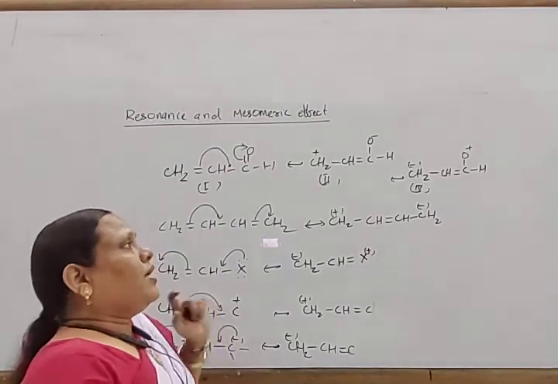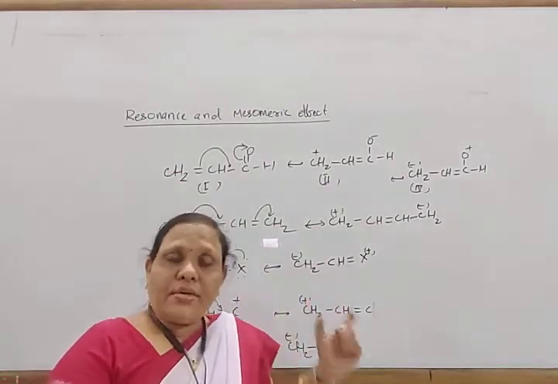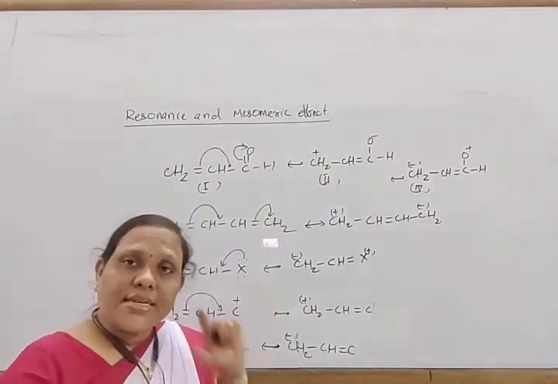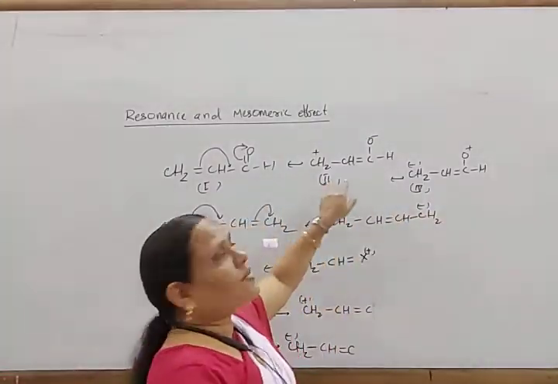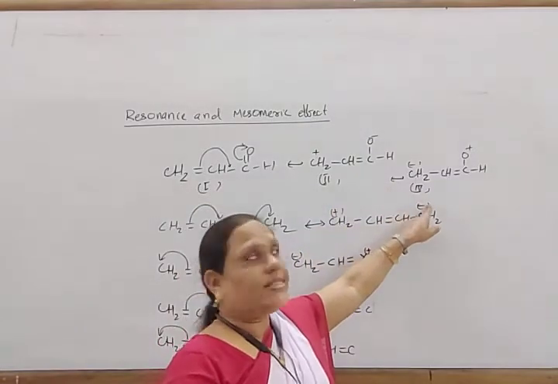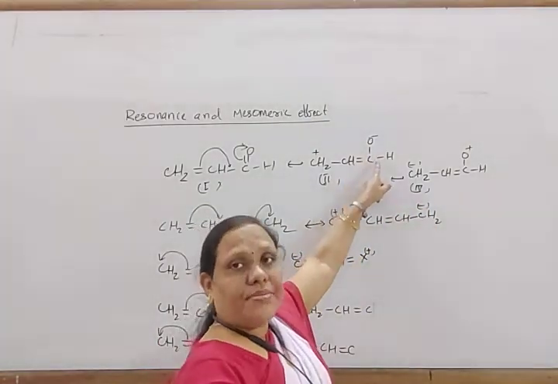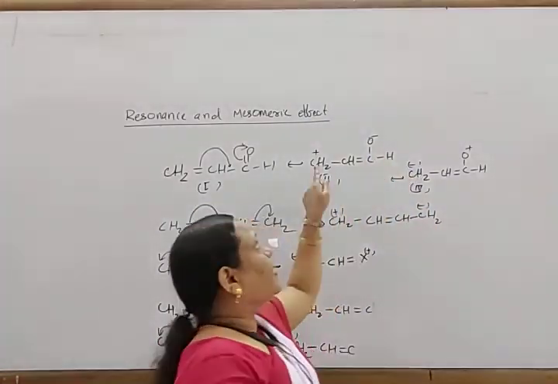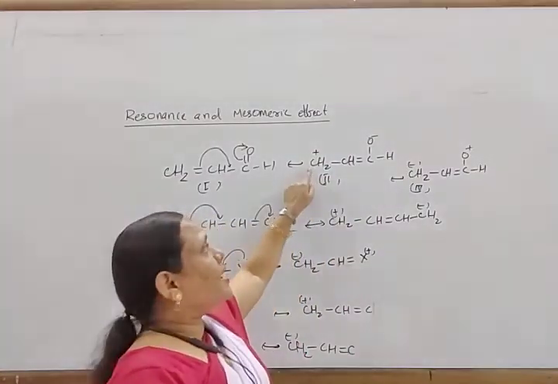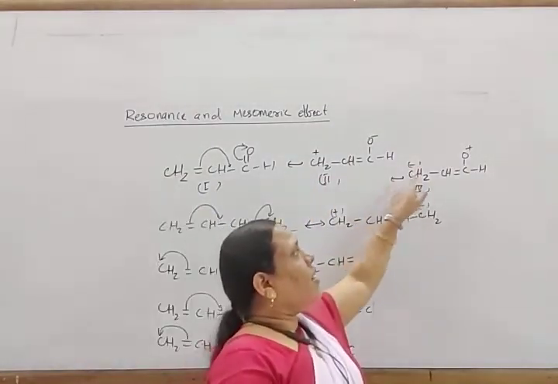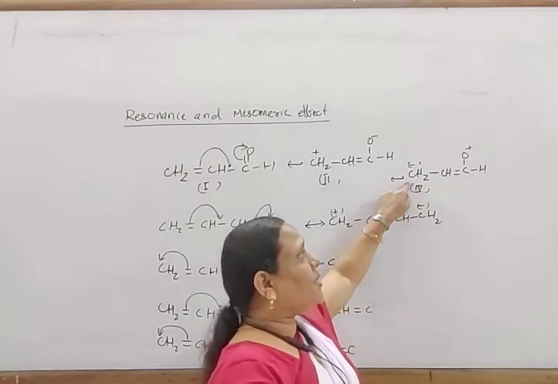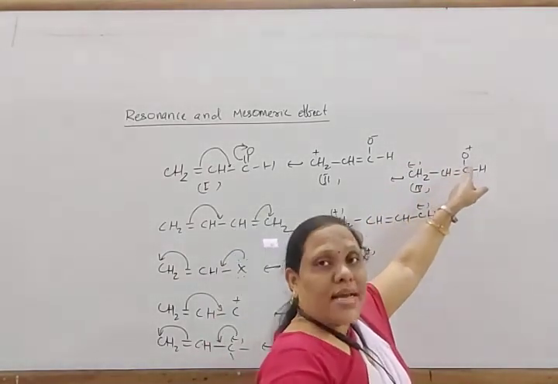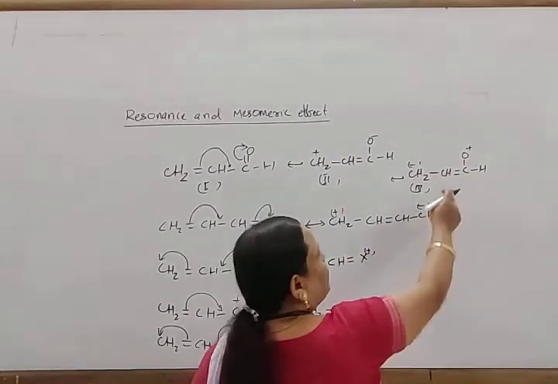Next, if the negative charge is on the electronegative atom and the positive charge on the electropositive atom, that is more stable than the other. So if we compare between these two, then this one is more stable than this. Because oxygen is electronegative, it carries a negative charge, and carbon is electropositive, it carries a positive charge. But here, between carbon and oxygen, carbon is electropositive but carries a negative charge, and oxygen is electronegative but carries a positive charge. In this case, it is least stable.